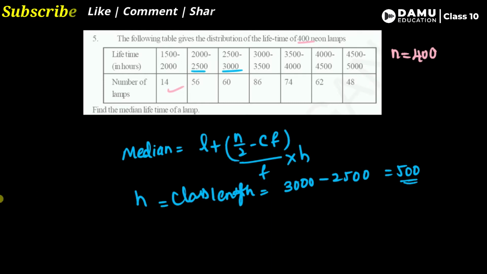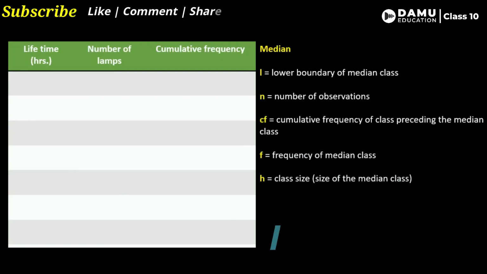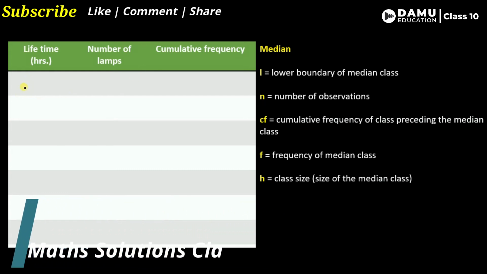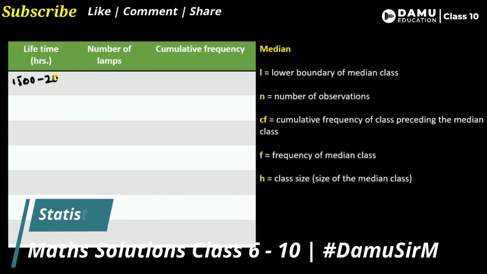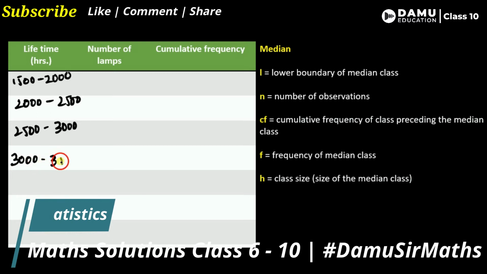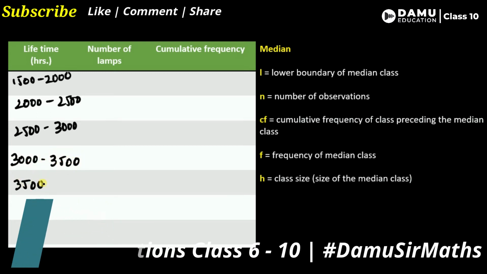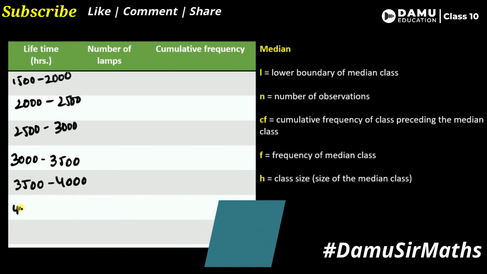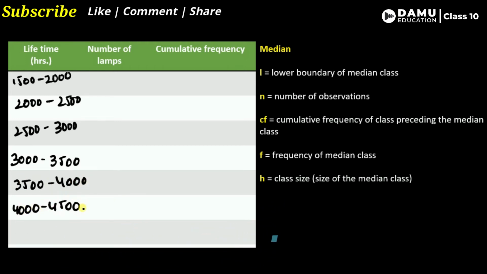Let's move on to this. We are going to take this in a frequency distribution table. So let's write all the intervals. Lifetime in hours: 1500 to 2000, then 2000 to 2500. They have given exclusive class intervals, so there is no need to convert them into continuous classes. Then 3000 to 3500, then 3500 to 4000, then 4000 to 4500, and 4500 to 5000. So these are the lifetimes in hours.